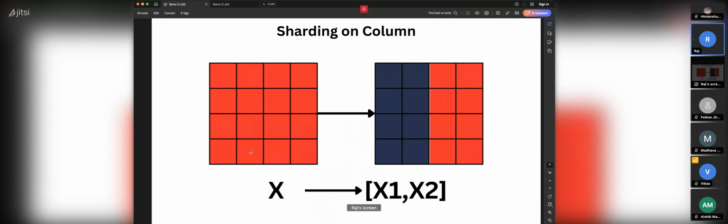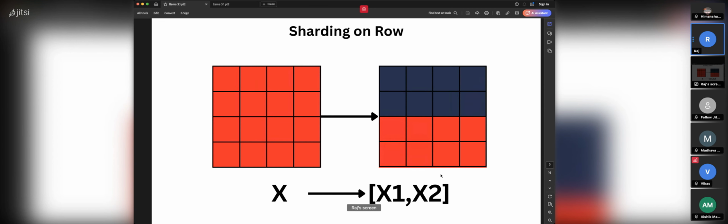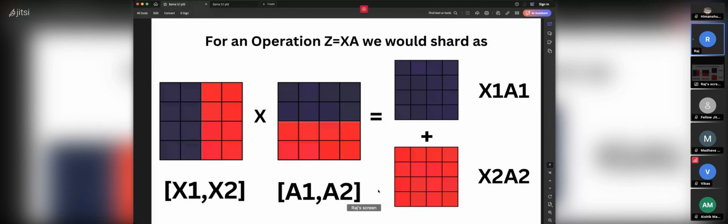Look at this particular story. You have a matrix X and you divide it into two parts, column wise, which is X1 and X2. Now, you can also shard it row wise. If you look at the matrix multiplication of X with A, and if you consider sharding the matrix X along the column and sharding A along the row axis, then the whole operation of X by A can be considered as two parts. You have the gray zones, which are on the left and on the top part for X and A respectively, and the red zones, which are on the right and bottom parts for matrices X and A respectively.